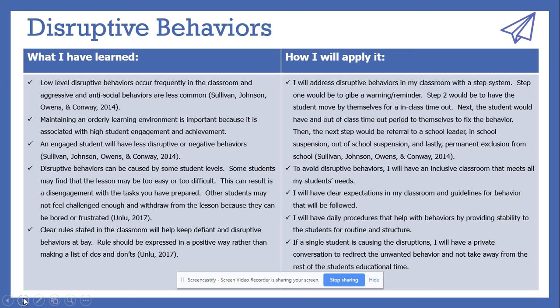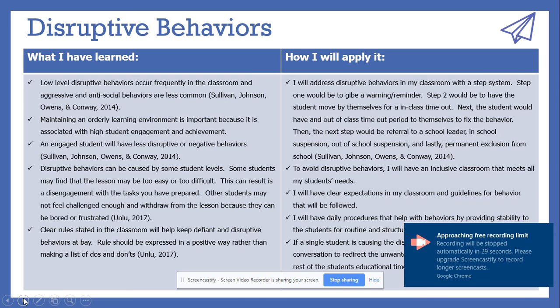How I will apply what I have learned in this class is I will address disruptive behaviors in my classroom with a step system. Step one would be to give a warning or reminder. Step two would be to have the student move by themselves for an in-class timeout. Next, for step three, the student would have out of class time for a period to fix their behavior. And the final step would be a referral to the school leader and in-school suspension.